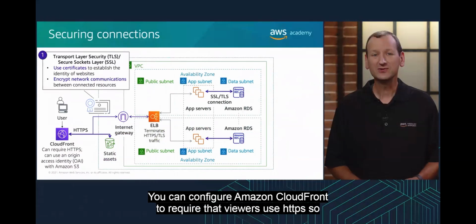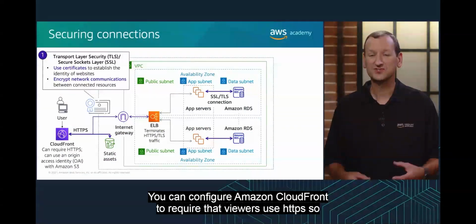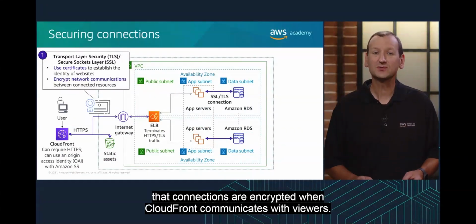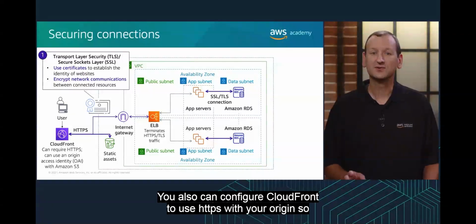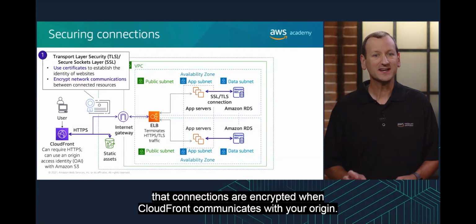You can configure Amazon CloudFront to require that viewers use HTTPS so that connections are encrypted when CloudFront communicates with viewers. You also can configure CloudFront to use HTTPS with your origin so that connections are encrypted when CloudFront communicates with your origin.